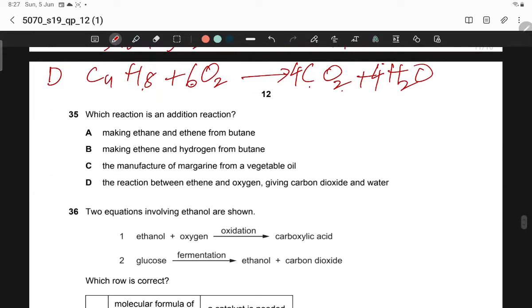Which reaction is an addition reaction? Making ethane and ethene from butane. Making ethene and hydrogen from butane. The manufacture of margarine from a vegetable oil. This is correct. The reaction between ethene and oxygen giving carbon dioxide is combustion.